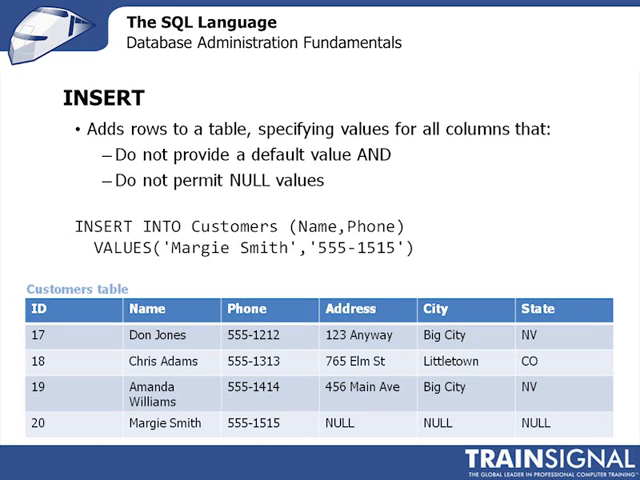You can see in our customers table at the bottom of the screen, we have added a new row at the bottom. This one has the customer's name as Margie Smith, and her phone number is listed. The address, city, and state all contain null values because we didn't provide a value for those, and obviously the database's schema did not provide a default value for those, but it did permit the null values. If for some reason it did not permit a null value, our query would have failed with an error.